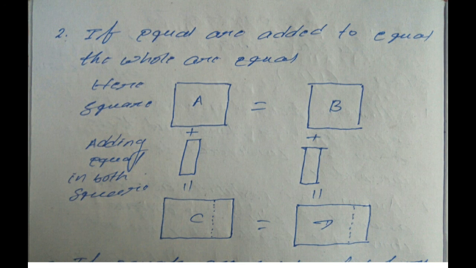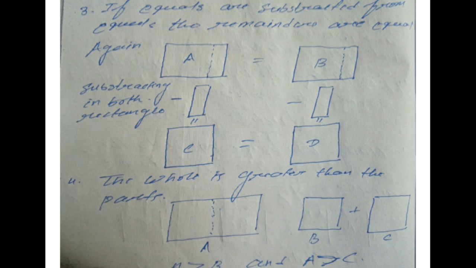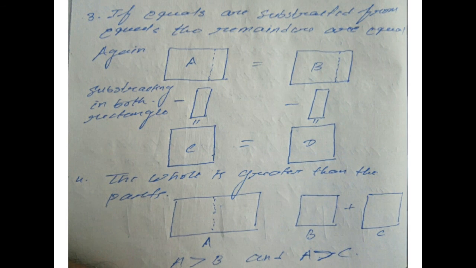Now again, another assumption: if equals are subtracted from equals, the remainders are equal. Again, I have taken the example of rectangles A and B which are equal. I am subtracting from both rectangles a small rectangle equal in length and size, and we get squares C and D which are both equal. So if equals are subtracted from equals, the remainders are equal.